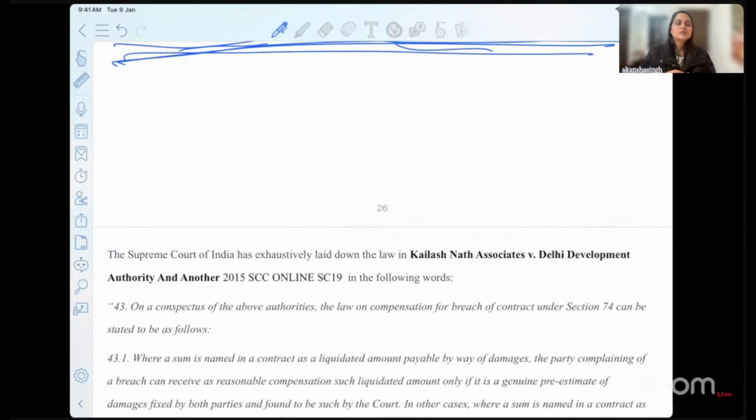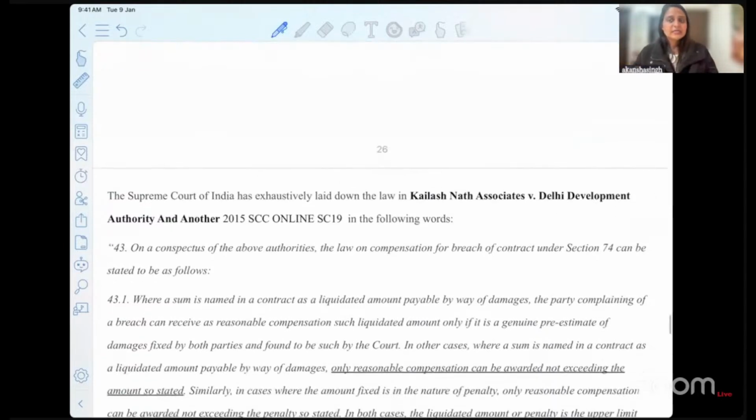Secondly, this earnest money cannot be arbitrarily forfeited by the other party. You will have to prove actual loss. You will have to make it part of the purchase price if the other person fulfills the obligation or the transaction or the promises that he has made in the contract.